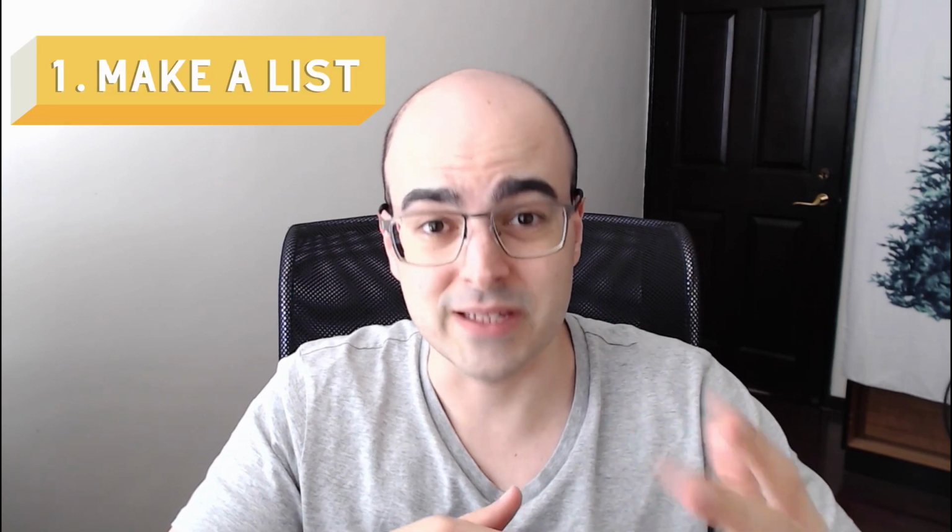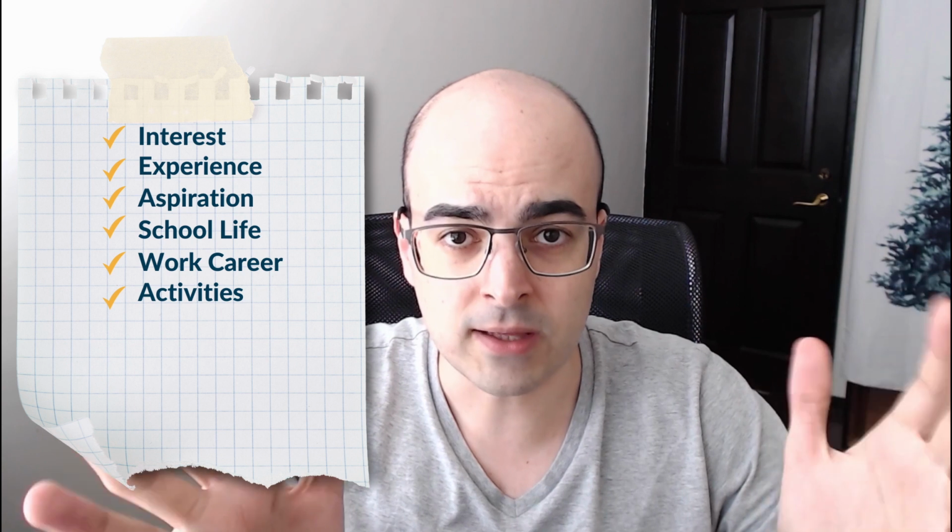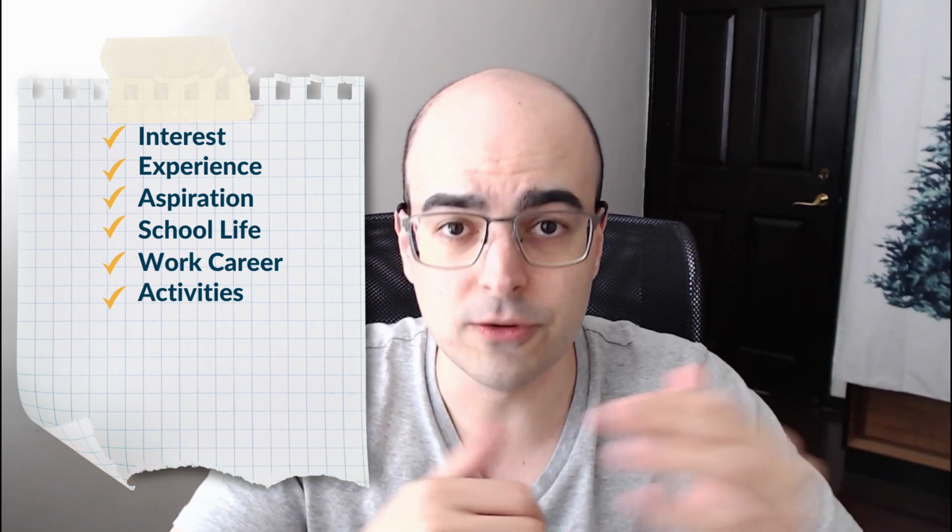The first tip I like to give everyone is to make a list of your relevant interests, experiences, and aspirations. So before you even start writing anything, I want you just to make a list in bullet point format of things that you've done up until now in your school life, in your work career, even extracurricular activities, anything that you think might be relevant to point out in the SOP.